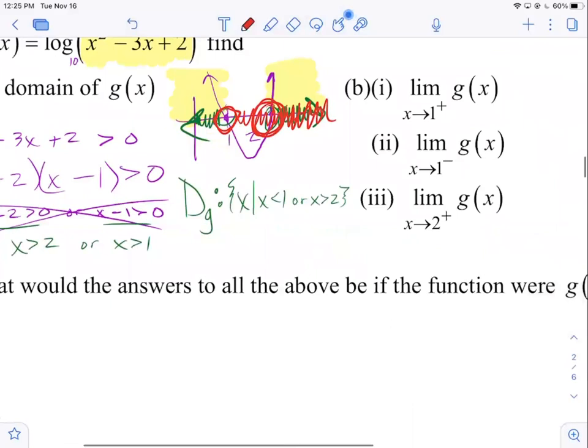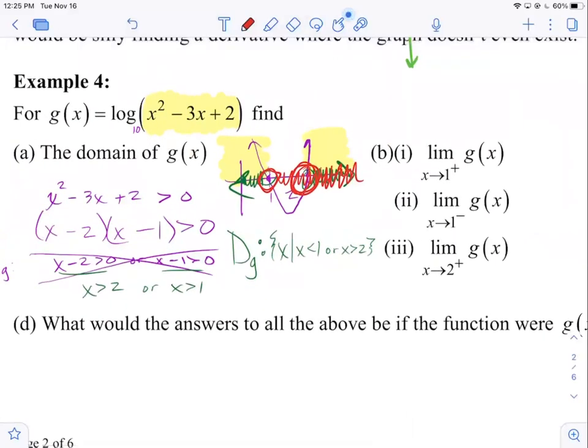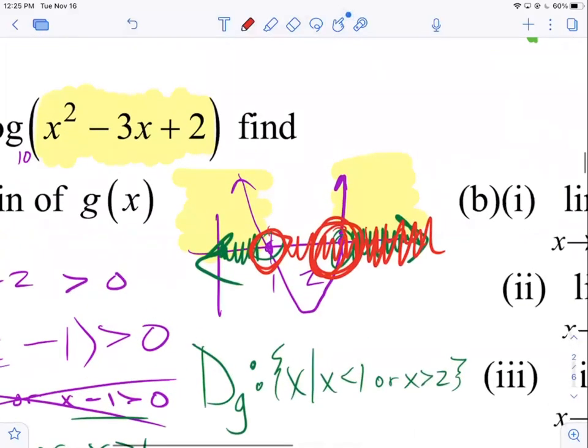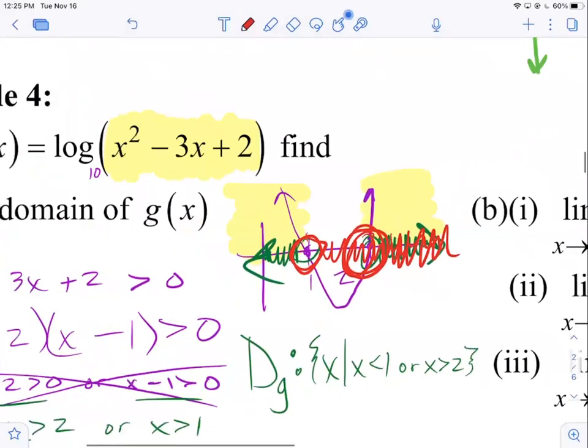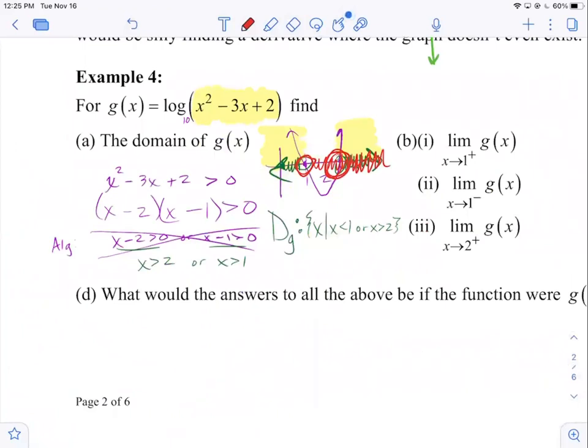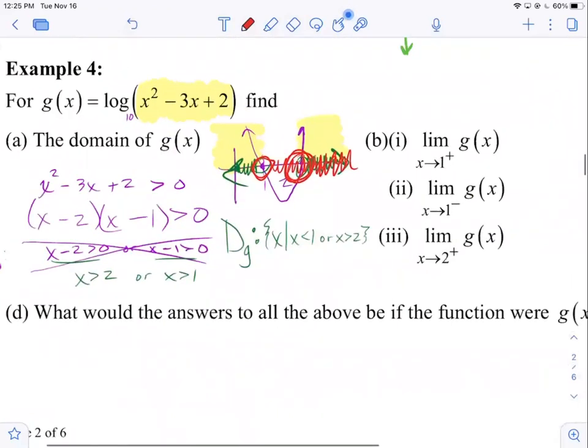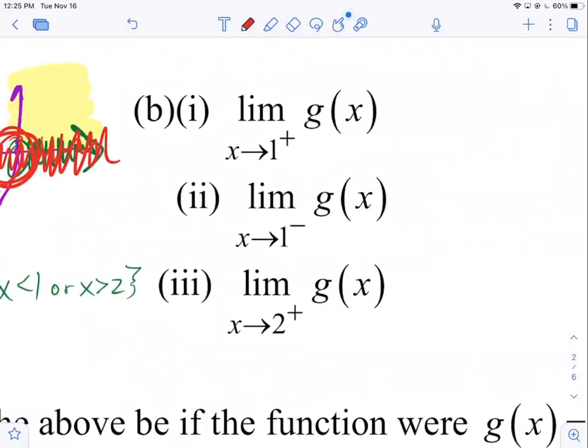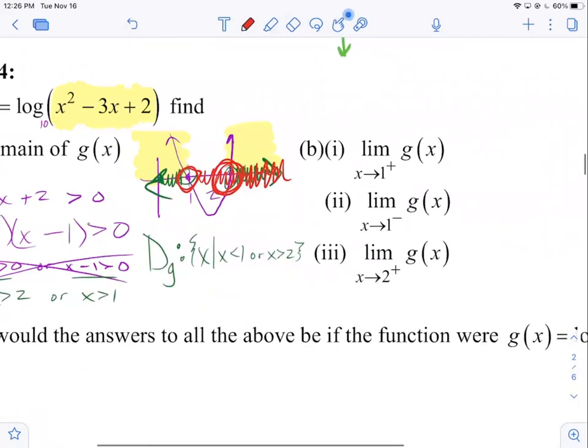All right. So now that we know that, we don't really know what the graph of log of that looks like. So don't get confused with that purple graph. That's not the graph of g of x. That's just the graph of the argument. All right. Let's look at part B then. What would be the limit as x goes to 1 from the right? Oof. Well, let me go back to my little picture over here.